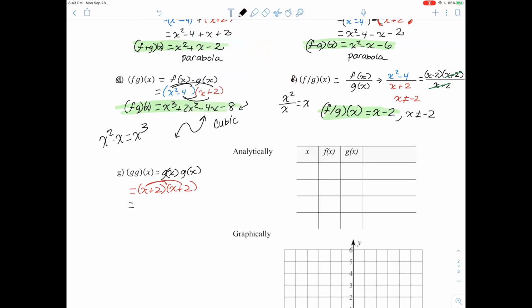this would be x squared plus 2x, plus 2x plus 4. So the g times g of x is x squared plus 4x plus 4. So it is quadratic. And since there was no domain restriction in x plus 2, there's no restriction in that function either.